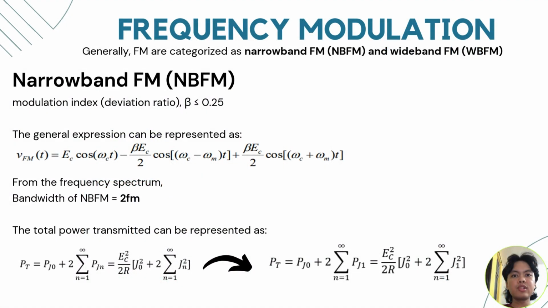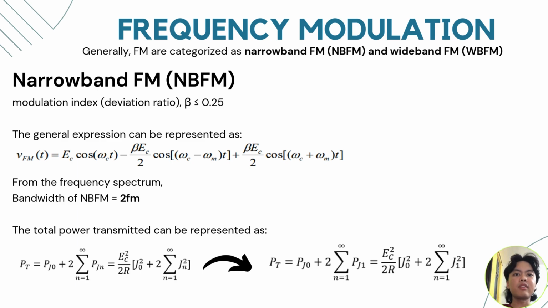Since we have learned what is deviation ratio, or the modulation index, we can categorize FM signals into narrowband FM and wideband FM. For narrowband FM, the deviation ratio is less than or equal to 0.25, and the general expression can be represented as the equation shown here. Now, if you notice something about the equation, E_C cos omega_C t represents the carrier signal, and the other two terms represent the single pair of positive and negative sidebands. If we look at this frequency spectrum, the bandwidth of it should be 2 f_m, where f_m is the modulating frequency, and you can see this actually corresponds to the above equation. To show you how it corresponds to the equation, we will look into the frequency spectrum visually later on.